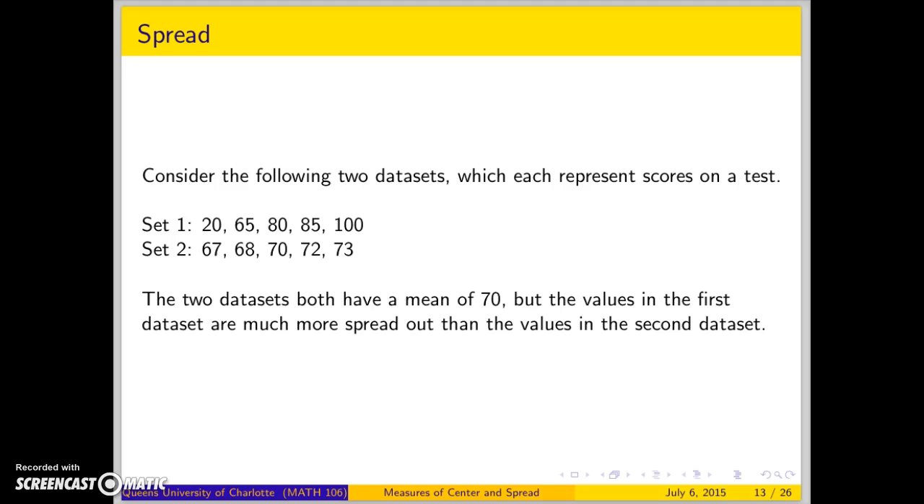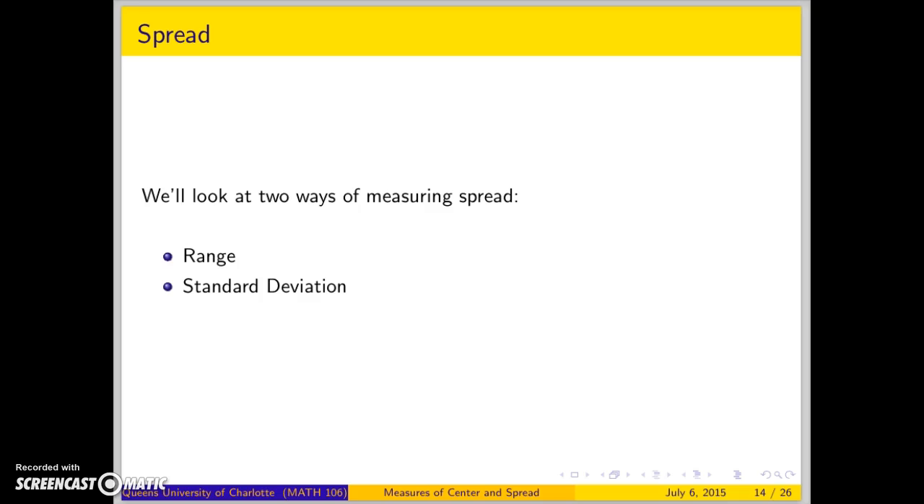So now talking about the spread of the data, you may have two data sets which have exactly the same mean, but they have different spreads. So if we look at the first data set, the lowest value is 20, but the highest value is 100. And in data set 2, we have 67 to be the lowest, but 73. So we can see that data set 2 has a lot closer spread than data set 1 in this case. So there are two ways of measuring spread, like I said.